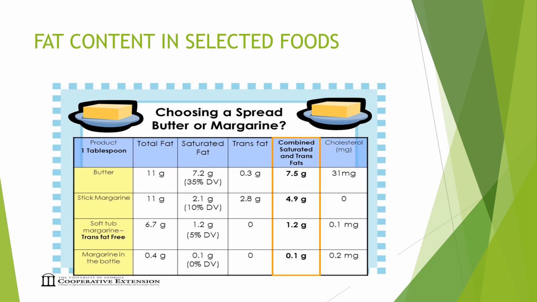You can see the other difference: butter and stick margarine are high in trans fat, while the stick margarine is higher in trans fat as compared to butter, and the softer margarines and margarines in the bottle have zero trans fat in them. So you should know as a nutrition student how much trans and saturated fat and total fat could be present in the fatty products.